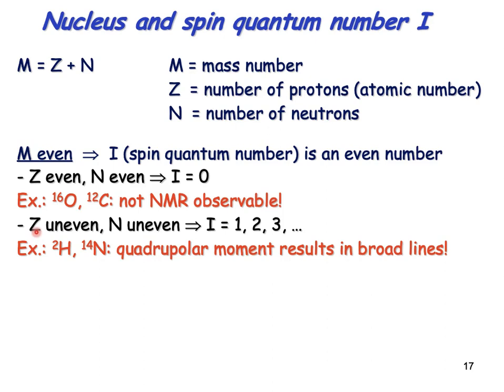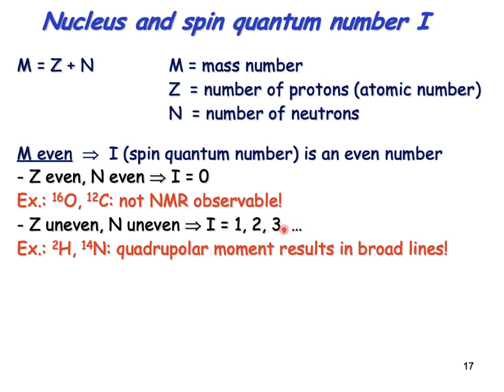If the mass number is uneven, it means the number of neutrons is uneven. Then the spin quantum number will be 1, 2 or 3. You only have to remember this: if the mass number M is even, then I will be 0. If Z is uneven and N is uneven, then I will also be 1, 2 or 3.